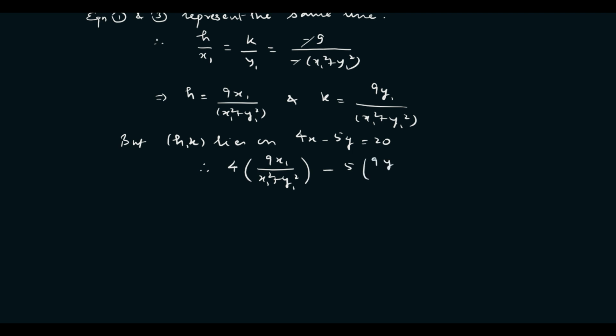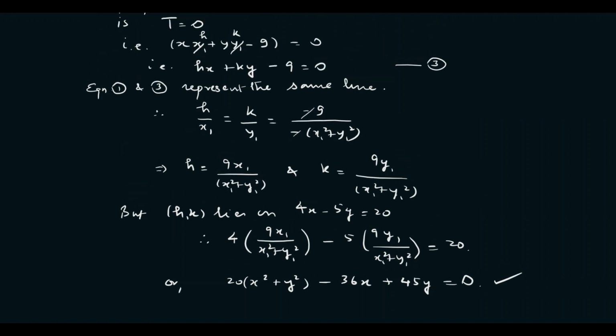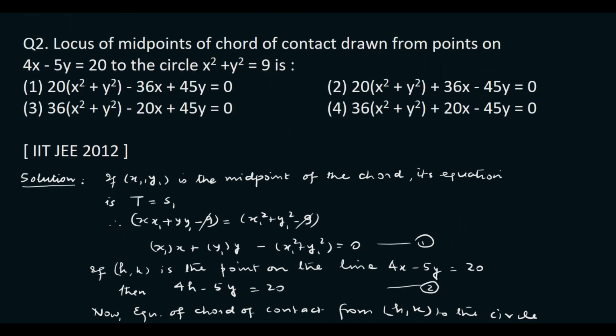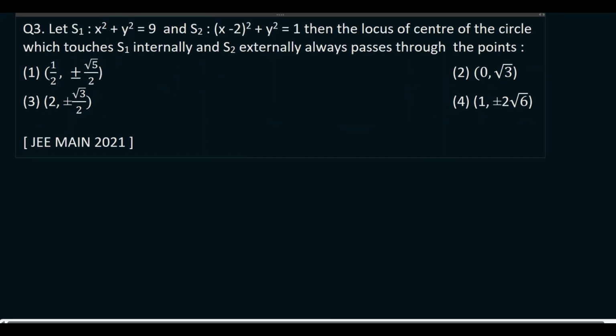So this completes the process of finding the locus because we have got a relation in terms of x1 and y1 through this. Now you can just simplify the terms to get the final answer. It becomes 20 times x1 square plus y1 square, which can be written as x and y now because it is the final answer. So x square plus y square minus 36x plus 45y equals 0. So this is the answer, which comes out as option A again, right? So that's how the answer will be. So let's go over to the next question.